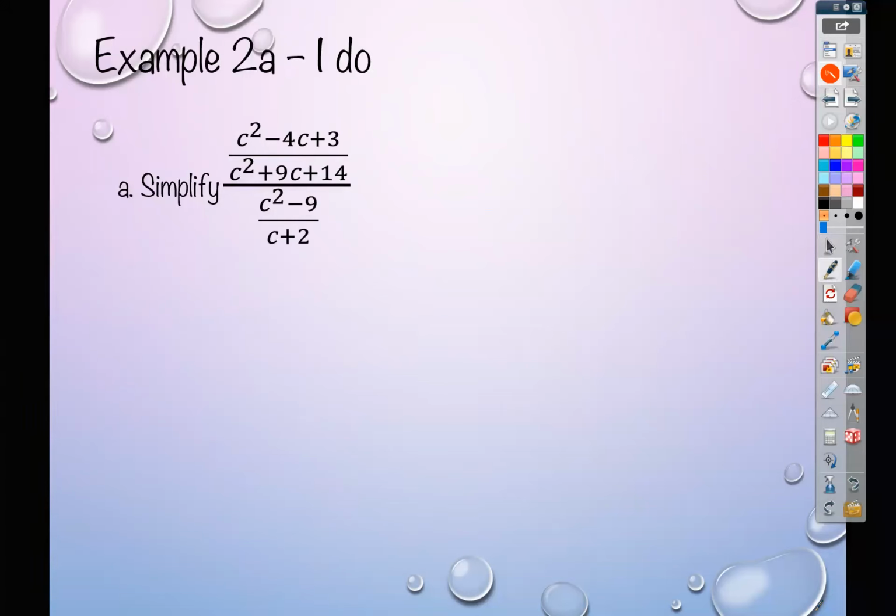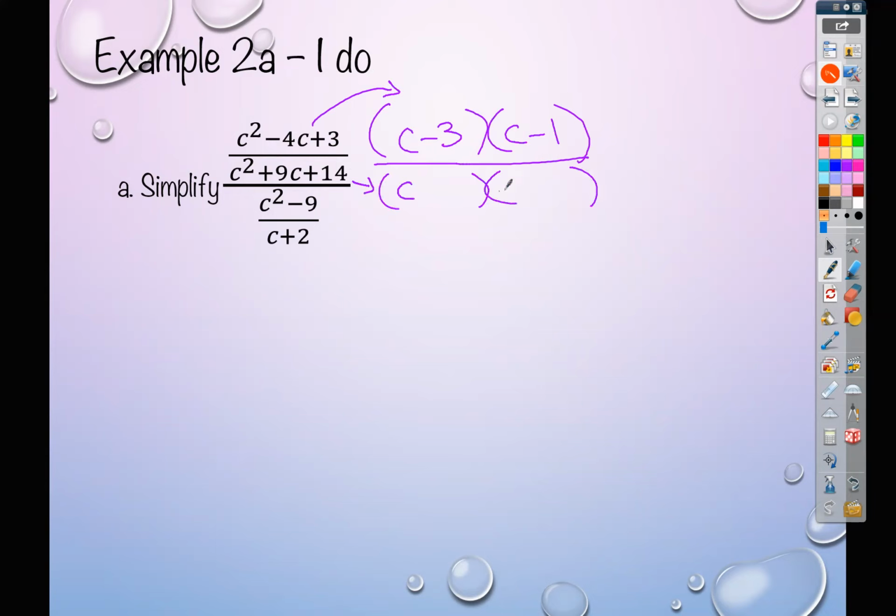Okay, now we're going to do one where we actually have to factor. So I'm going to factor everything. So I've got c times c. I'm doing the first one right now, the first numerator. Okay, so what gives me 3, and that would add together to give me a negative 4. A negative 3 and a negative 1 over c times c. So what times what gives me 14? That adds together to give me 9, a 2, and a 7.